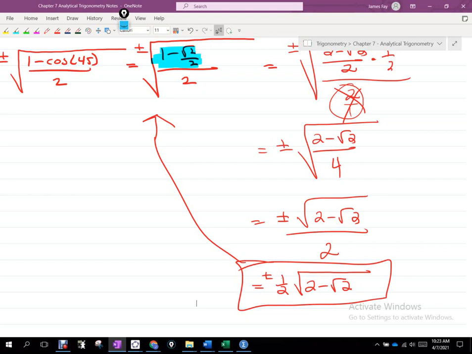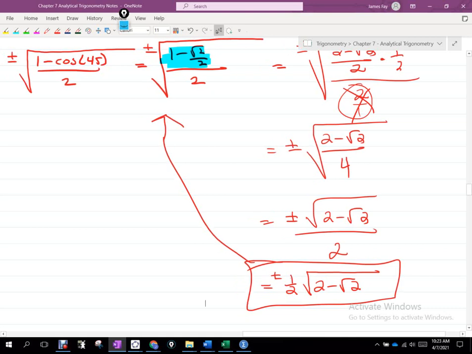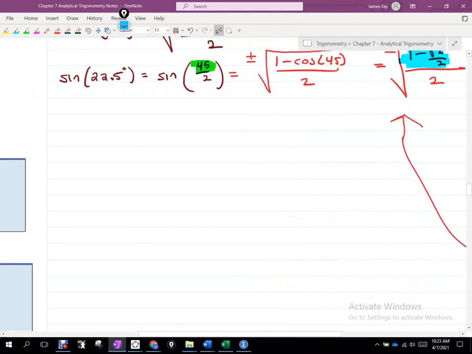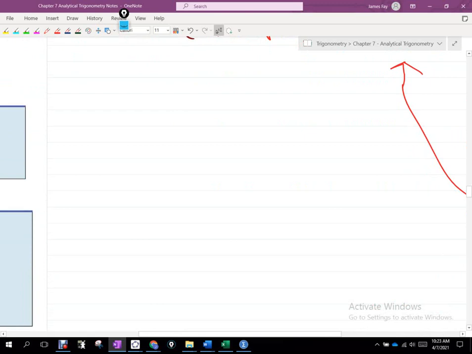Okay. I'm not going to ask you to memorize those. I don't know those because we don't use 22.5 degrees enough. We don't use pi over 8 enough. But what this allows us to do, on the rare chance that they show up, is find them as exact values. So that's the way that we find the sine half angle. Let's see if we can figure out what the cosine half angle looks like.